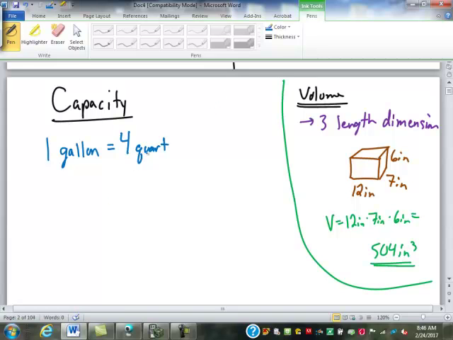The word quart is actually from the word quarter. It is a quarter gallon. It's not a unit in itself. It's actually just a division of a gallon.